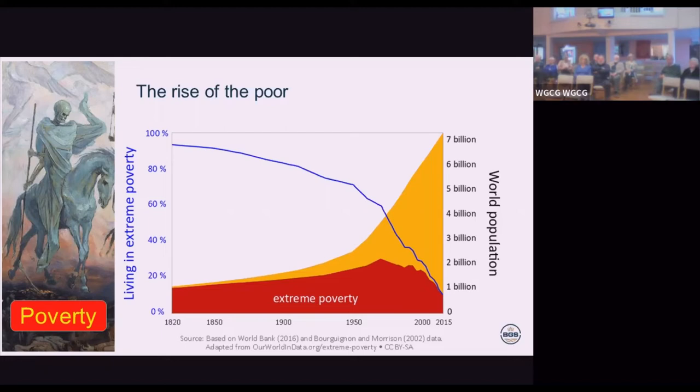That is probably the best good news story I hope I can tell you today. And that number is still going down. COVID has had a small effect on that, but hopefully that's going to hit zero in the next 20 years' time. And that's the best news story I can tell you.